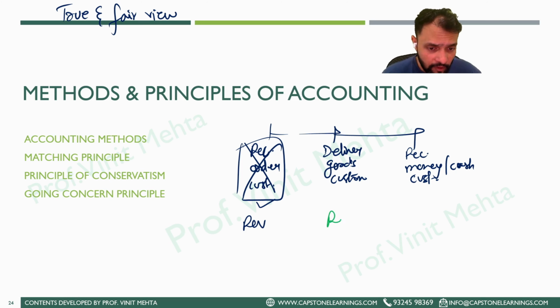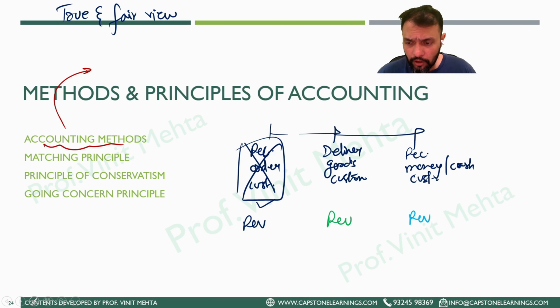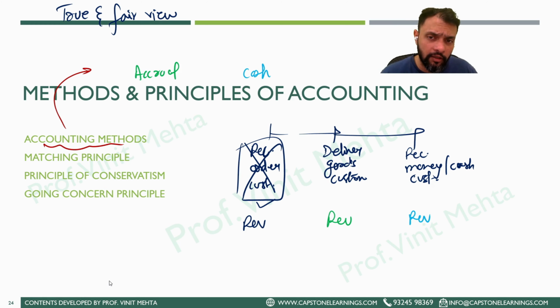So now I have only two choices. A, I recognize my revenue the day I deliver the goods, or the one in blue color, I recognize my revenue the day I receive the cash. And by the way, I don't know if you realize that's exactly what the accrual accounting methods are. There are two accounting methods: accrual accounting and cash accounting. What is accrual accounting? Accrual accounting answers the very same question which our friend was asking: when should I recognize my revenue and when should I recognize my expenditure?